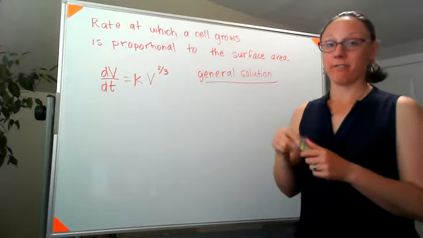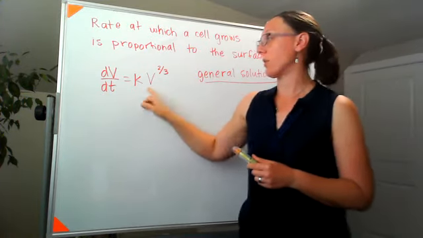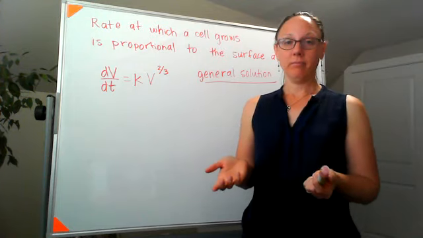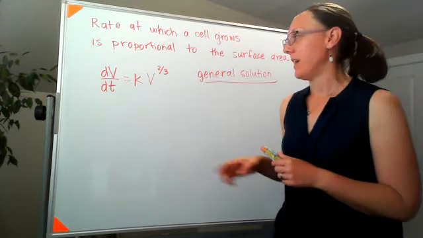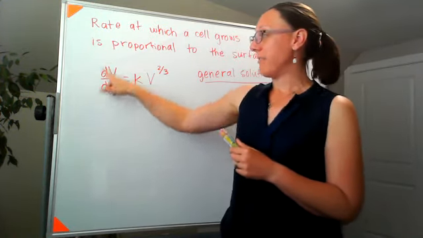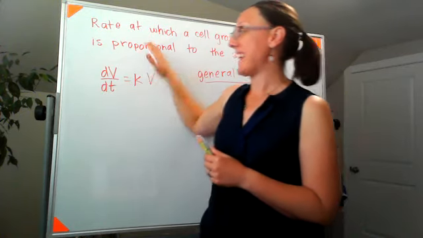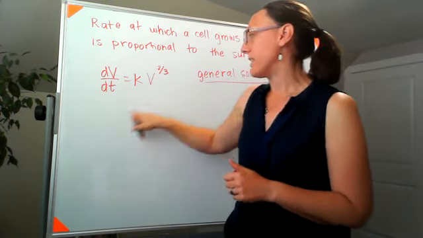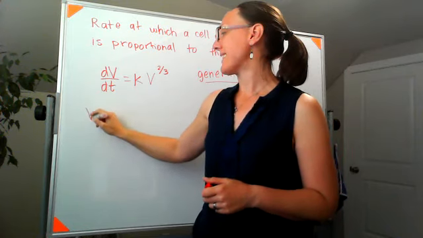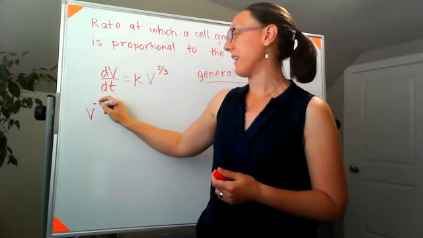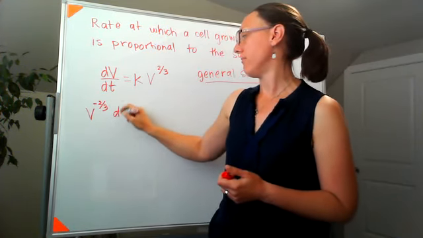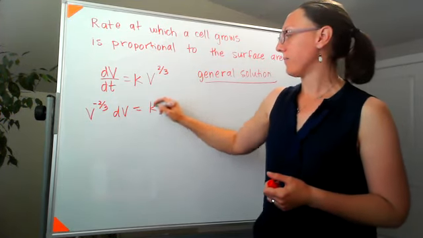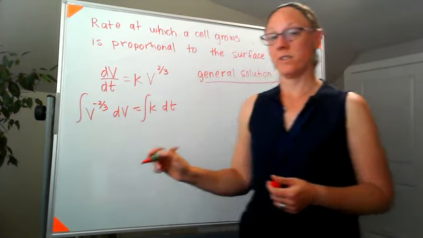This is not first order linear. It is first order, but it's not linear because V is raised to the 2/3 power. Luckily, it is separable. The dV/dt side tells me my V's have to be on the left and my t is going to the right. So if I divide that V over, that's the same as writing it as V to the negative 2/3 is equal to k dt. Now I'm ready to integrate both sides.